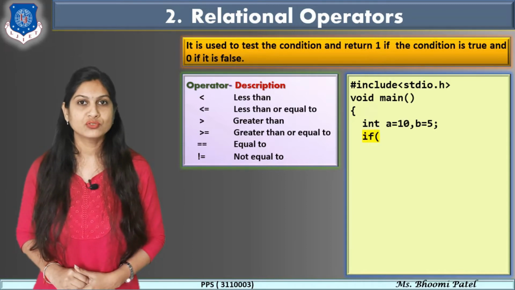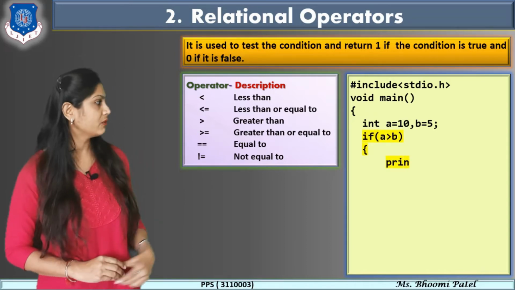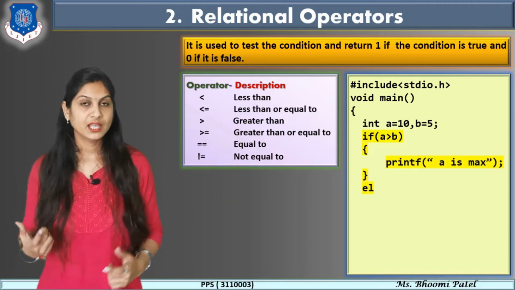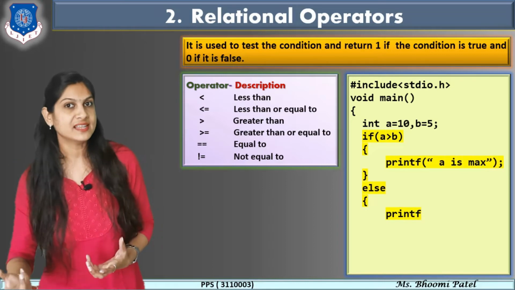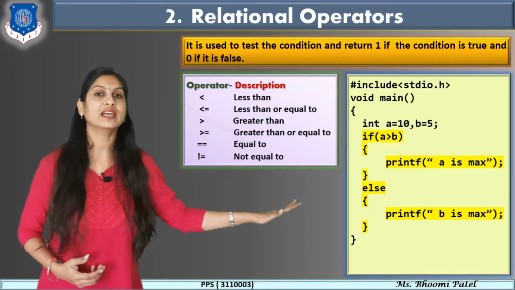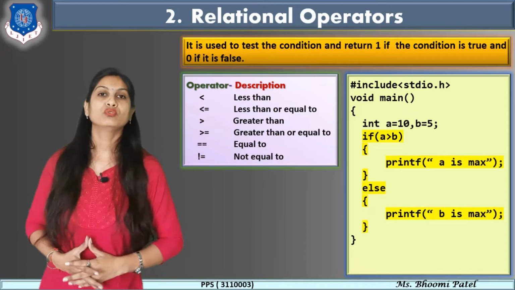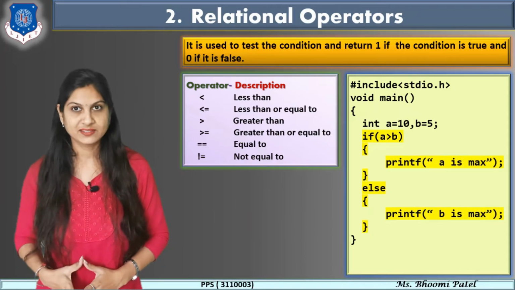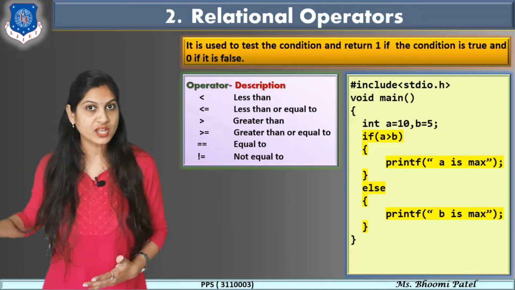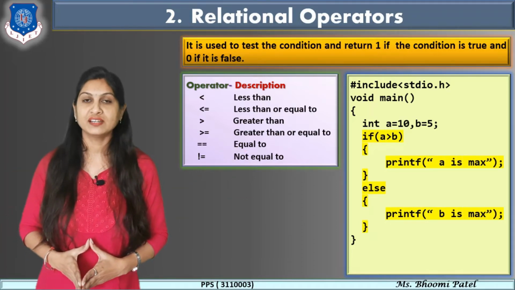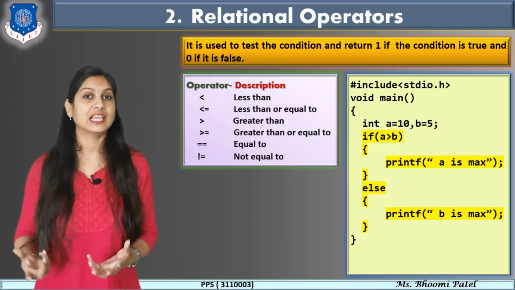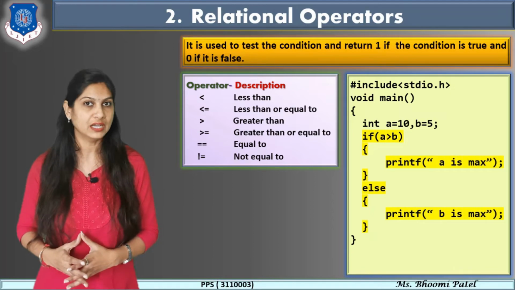So which symbol do we have to use? Greater than. Here we write the if condition, A greater than B. If it is true, then go inside that part, and if the condition is false, then it goes directly to the else part and that part will be executed. We will see this if else in detail in our next unit, control structures. Right now you have to learn how we can apply the relational operator.